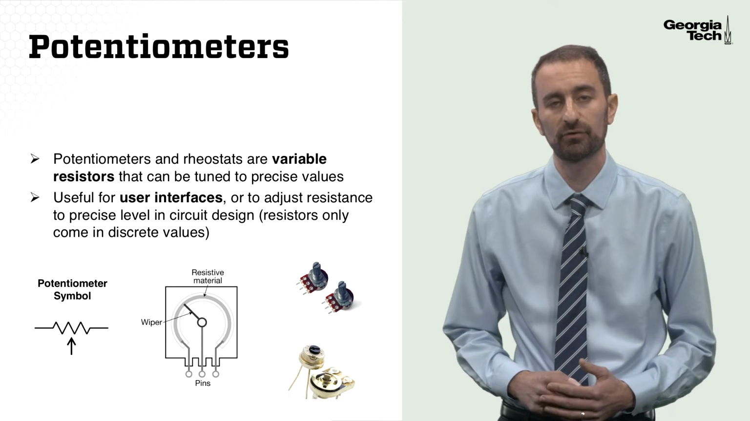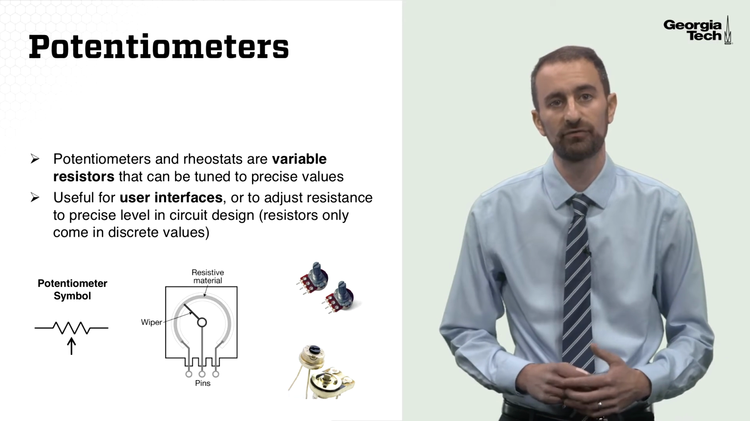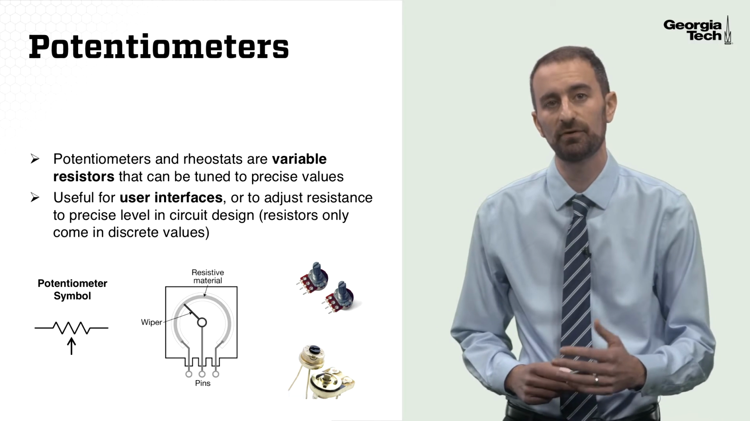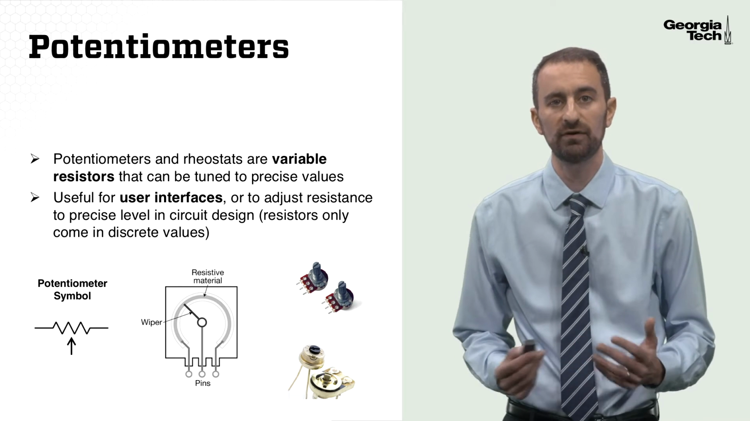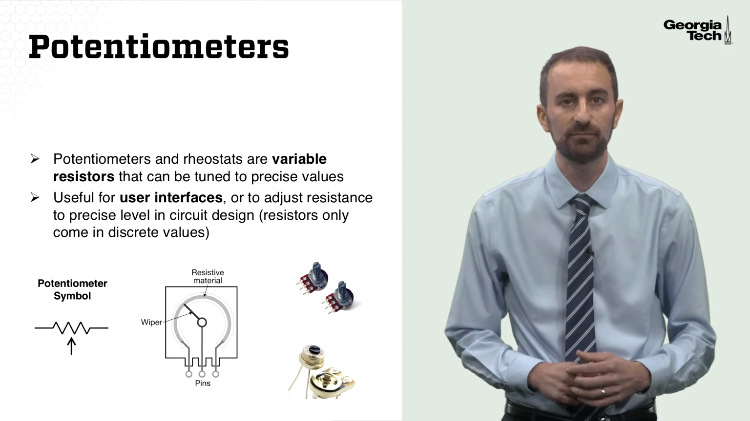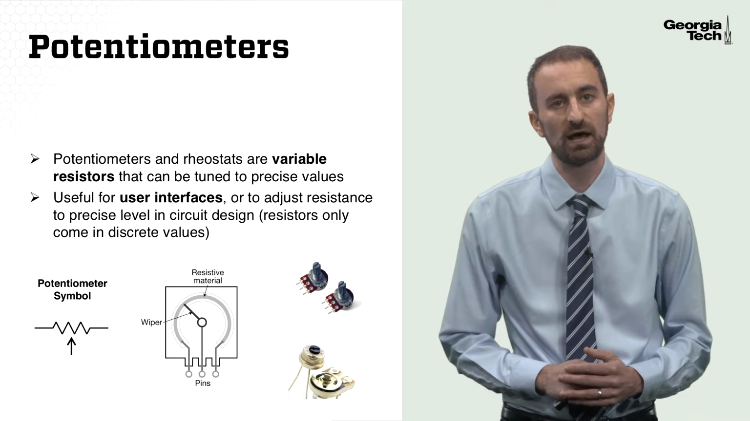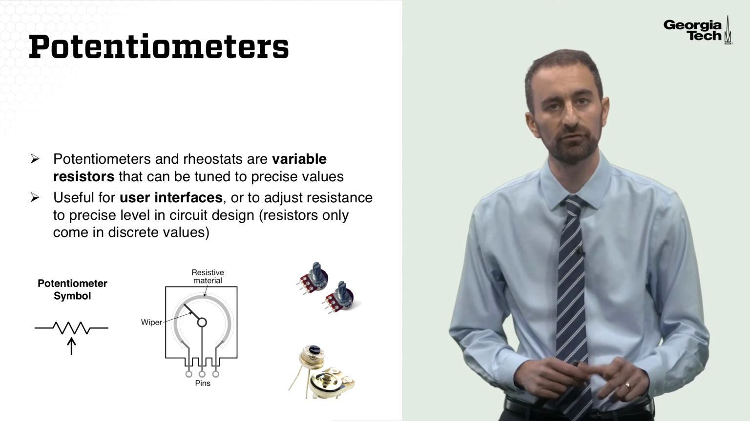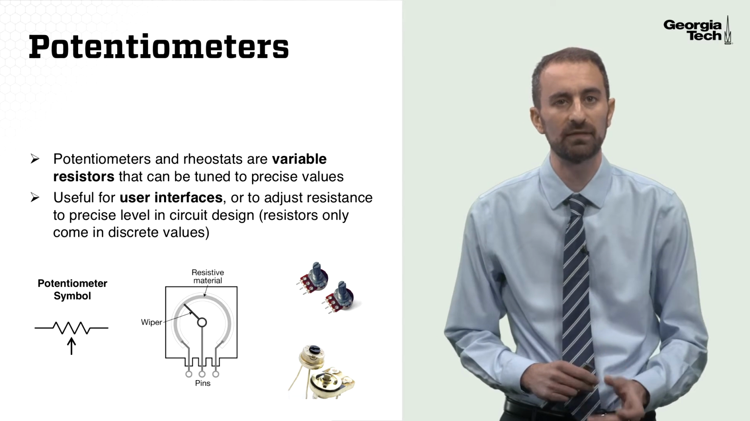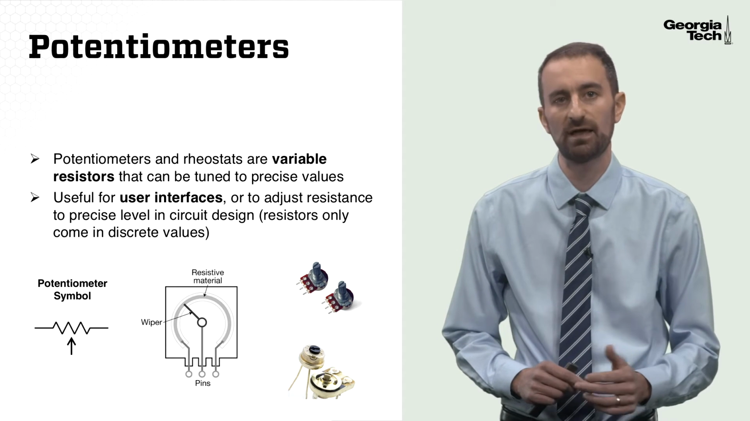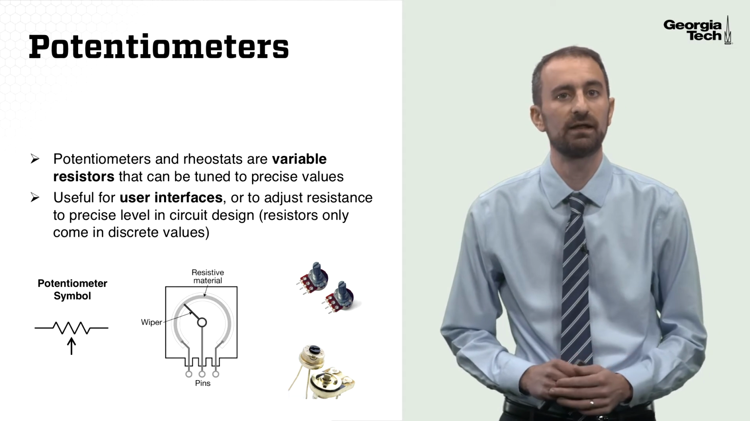Another circuit element that's important to understand and use in mechatronic devices are potentiometers. Potentiometers, or rheostats, are variable resistors, and they can be tuned to precise values. We'll use potentiometers a lot for user interfaces so that the user can adjust the potentiometer and the microcontroller can sense the resulting resistance and understand what the user is providing.